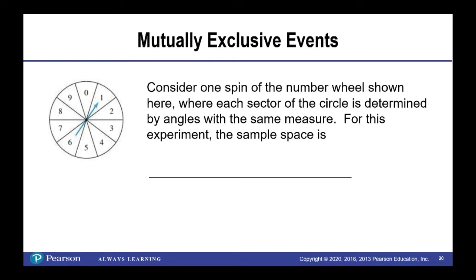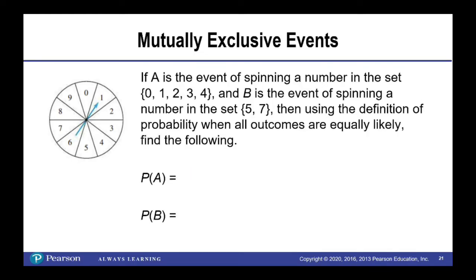So let's look at our spinner. For this particular spinner, our sample space is the whole numbers from 0 to 9. We write our sample space with a capital S, and we list those numbers in the wavy braces, because those wavy braces denote a set. Now, let's suppose A is the event of spinning 0, 1, 2, 3, 4, and B is the event of spinning a 5 or a 7.